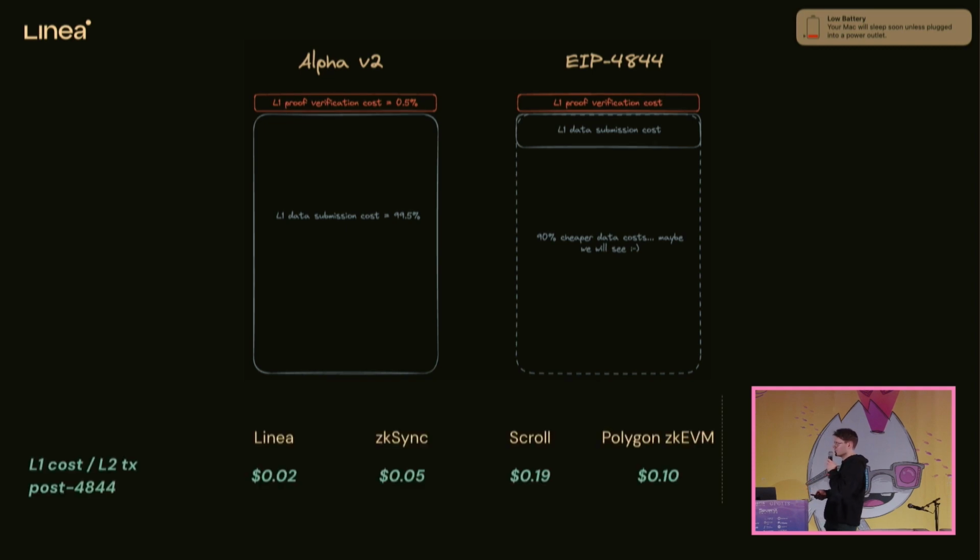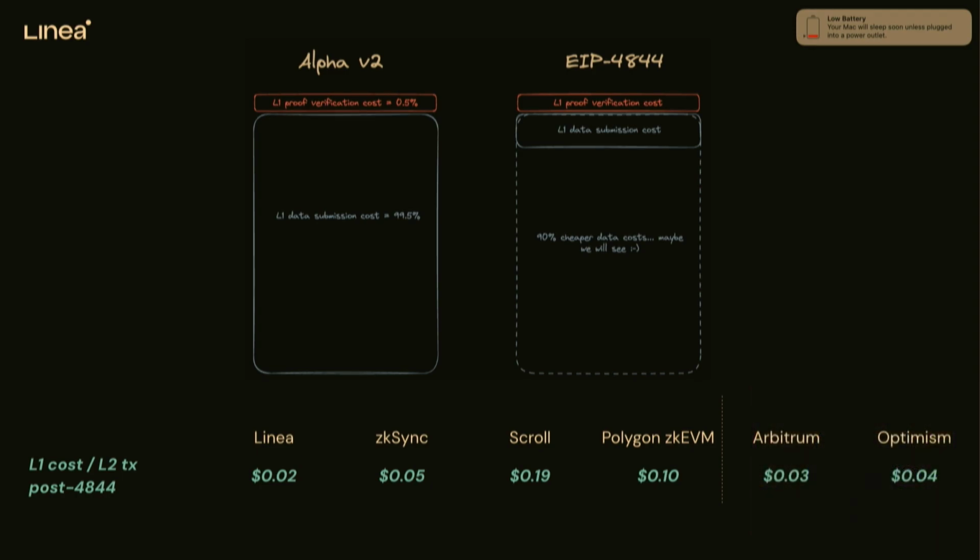And so theoretically, if we apply that 90% to the DA portion of the previous table, you can see here post 4844, the L1 cost per transaction for Linea will go down to around 2 cents. Obviously, it depends on the transaction, but that's like the median. And you can see for some of the other rollups as well, we're getting much, much cheaper costs, therefore much cheaper fees. But interestingly, Linea, with its Alpha v2 upgrade, still has the best or most cost-efficient L2.